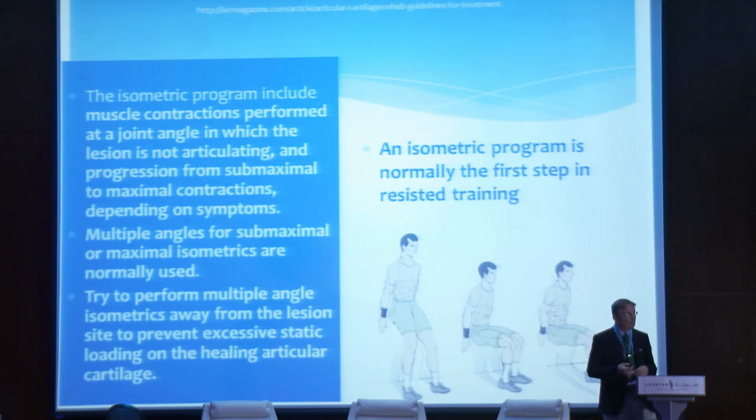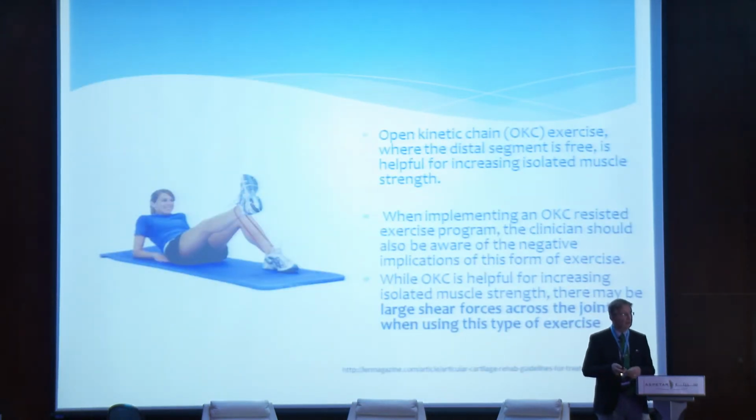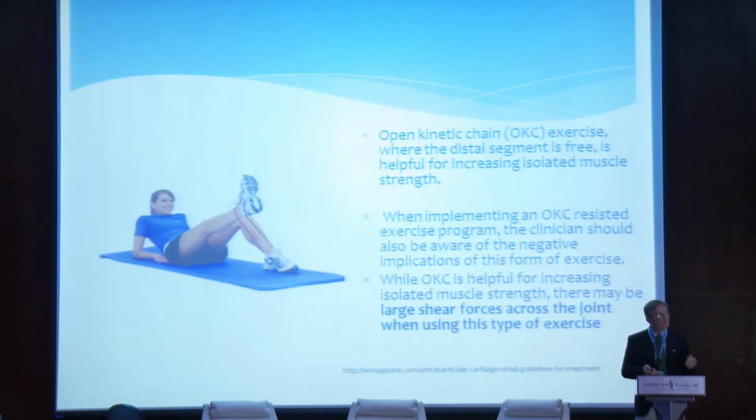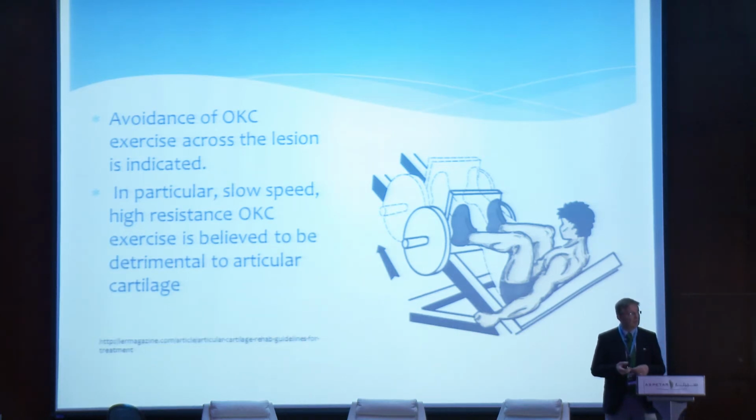You should try to perform multiple angle isometrics away from the lesion to prevent static loading on the healing cartilage. So you really have to think biomechanically when using this type of physiotherapy for the conservative treatment of the lesion, and the same when you are treating the repaired cartilage. Open kinetic chain exercises are also important, but you should remember that large shear forces across the joint could develop when using this type of exercise. So avoidance of open kinetic chain exercise across the lesion is indicated. In particular, slow speed, high resistance OKC exercise is believed to be negative towards cartilage.